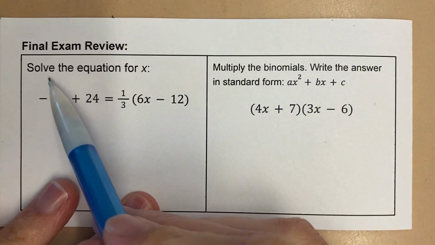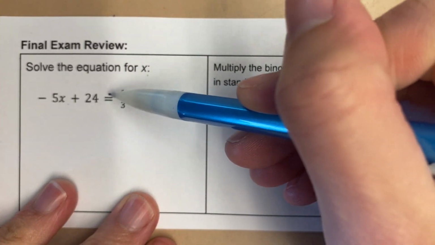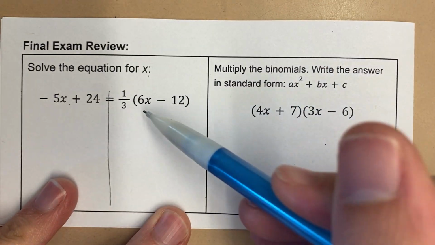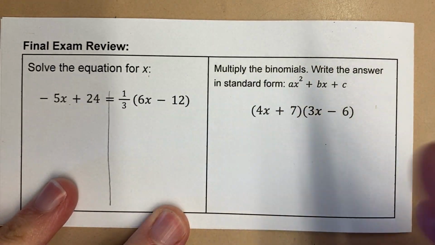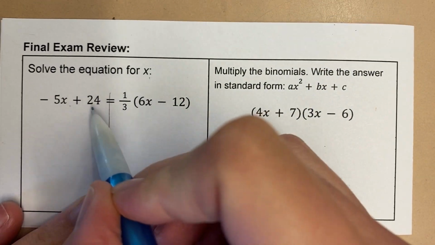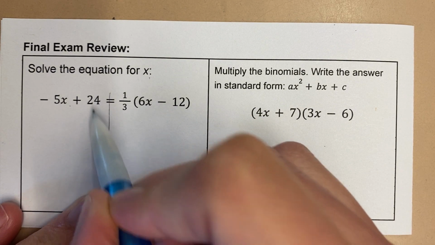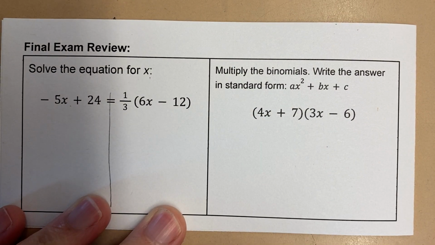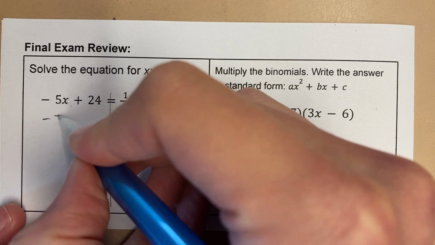All right, it says solve the equation for x. So first I notice the equal sign is here, there's x's on both sides, so I'm gonna draw a line down the middle just to keep track. I look on the left side first. There's nothing to simplify here. These are not like terms. There's no distributing to do. There's nothing that I can do on the left side to simplify, so I'm just gonna copy.